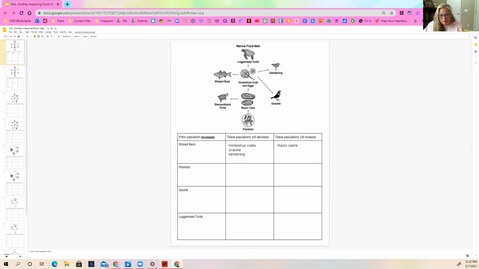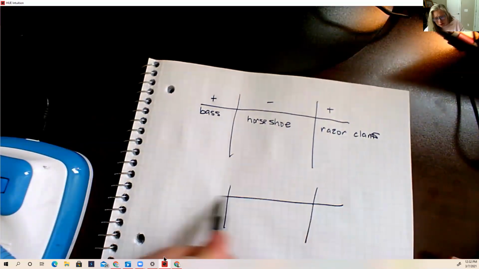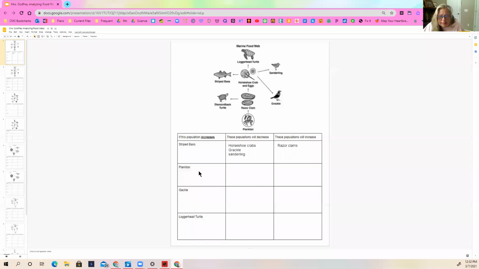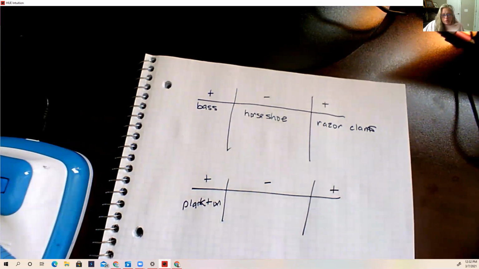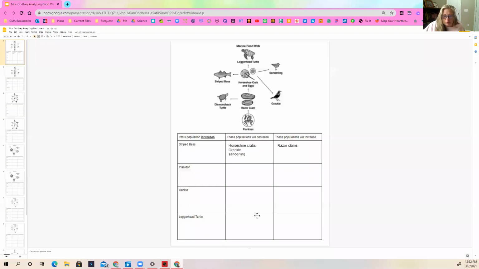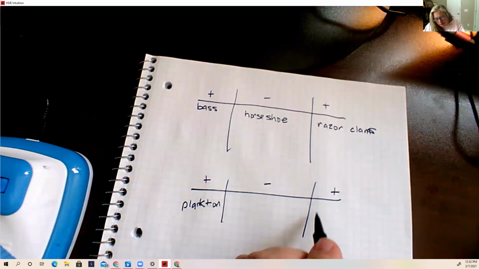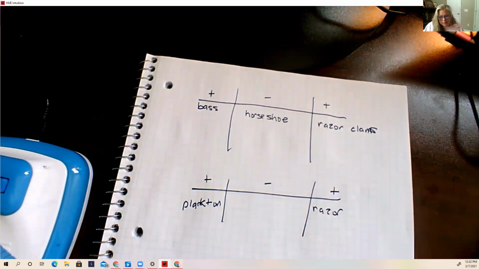And on my paper, just to help me think it through, and remember, it told me on the document that the plankton would increase. So plus for plankton. So we're looking for all the things that would decrease or increase if the plankton increases. Now, wait a minute. Plankton, if it increases, then that means there's more food for the razor clams. So that means the razor clams would also increase. So I'm going to go back and write that down. Razor clam.